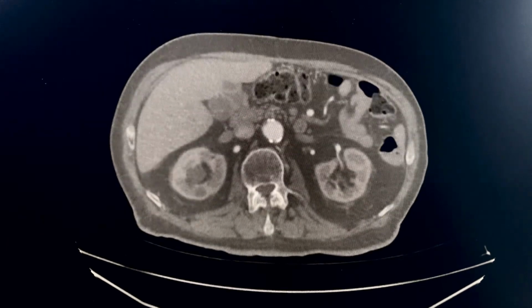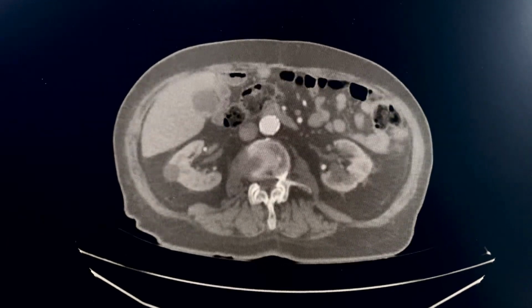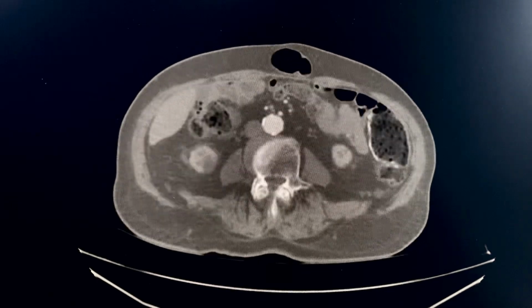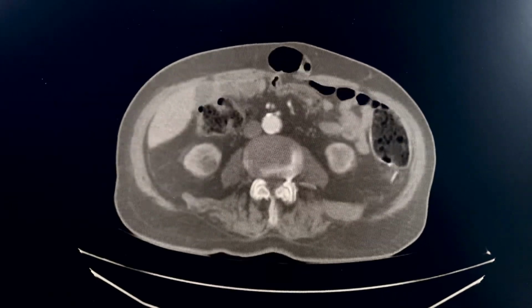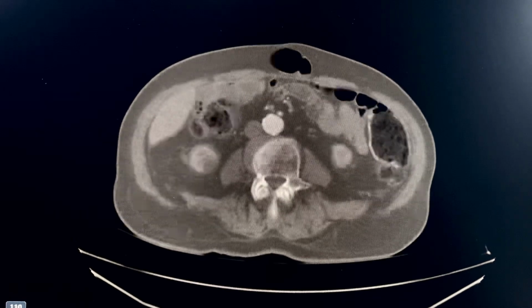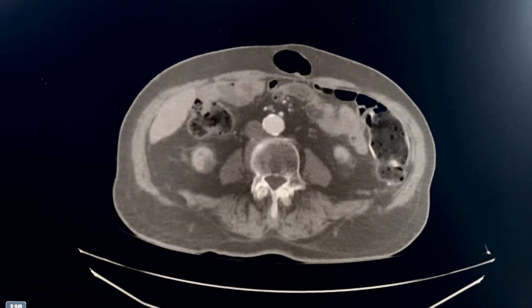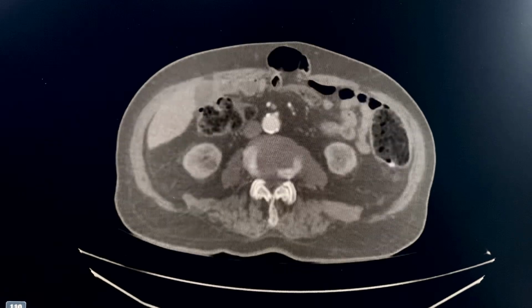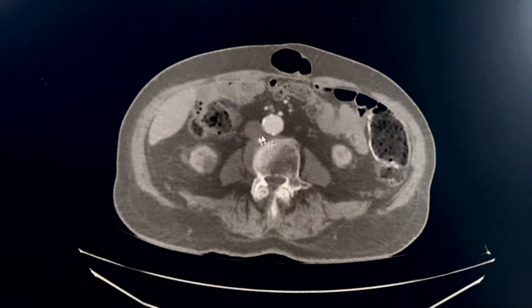Shortly after that, of course, then you have your inferior mesenteric artery. Look at that inferior mesenteric artery. So it's really impeded here by atherosclerotic changes. There are some stenotic changes there at the mouth of the inferior mesenteric artery. You have your inferior vena cava there, in the posterolateral 7 o'clock position from the aorta.